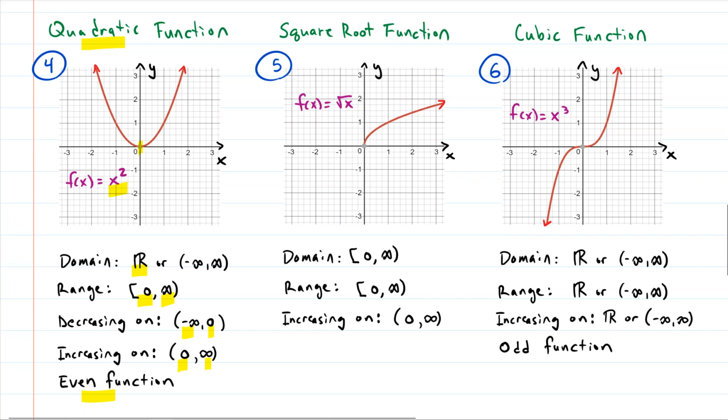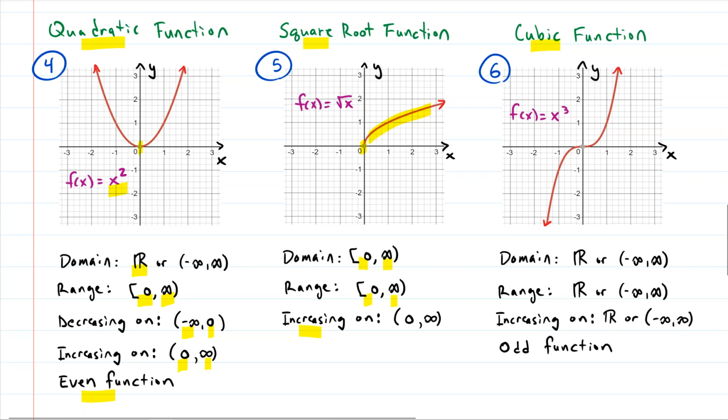The square root function is function number 5. It starts at (0, 0) here and then goes up to the right. The domain then is 0 to infinity, including 0. The range is 0 to infinity, including 0. And it is increasing from 0 to infinity. And it is neither even nor odd.